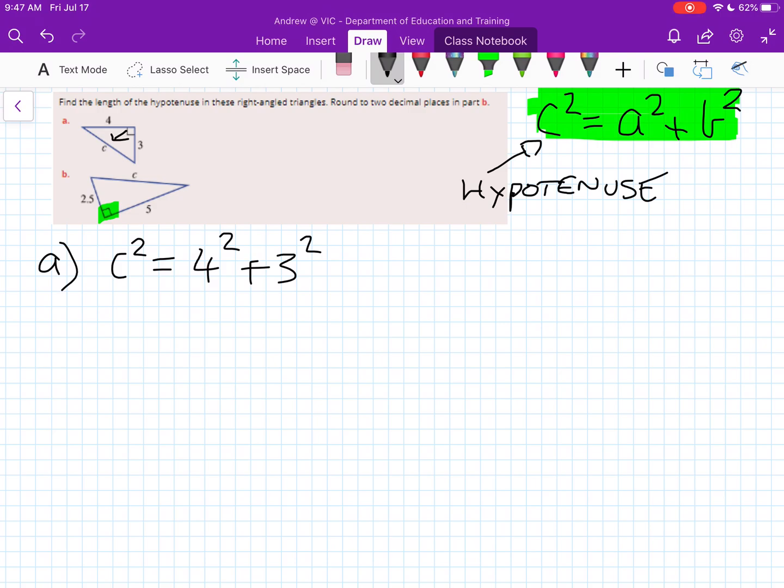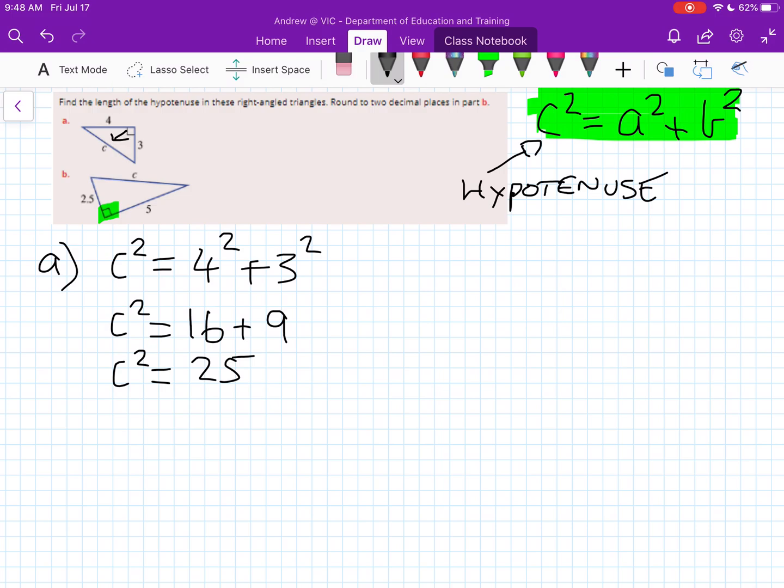So we've got C squared is equal to 4 squared, so 4 times 4, that's 16, plus 3 squared, which is 3 times 3, which is 9. So C squared is equal to 25.